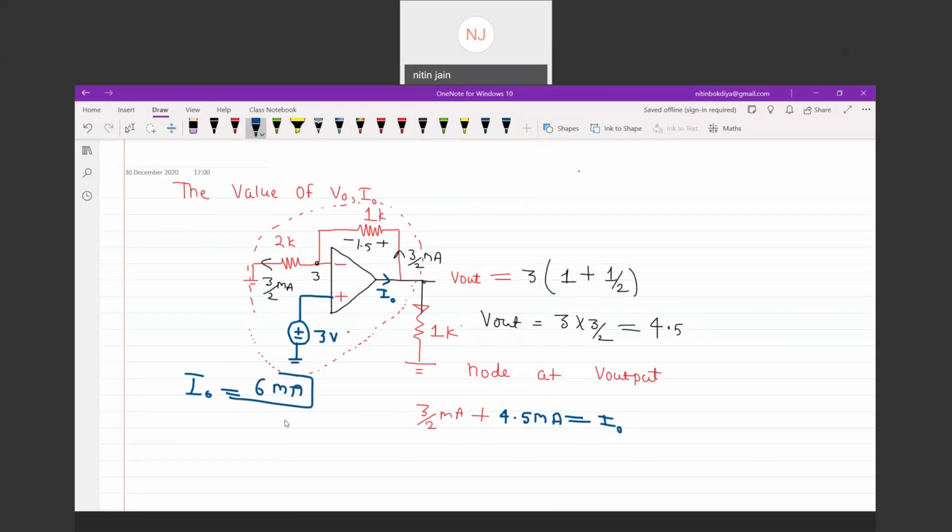So there is no direct formula to get the I out. We can calculate it by applying circuit analysis.